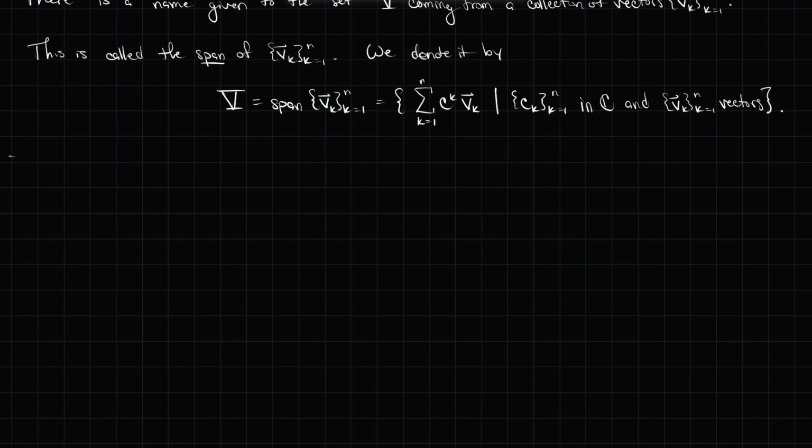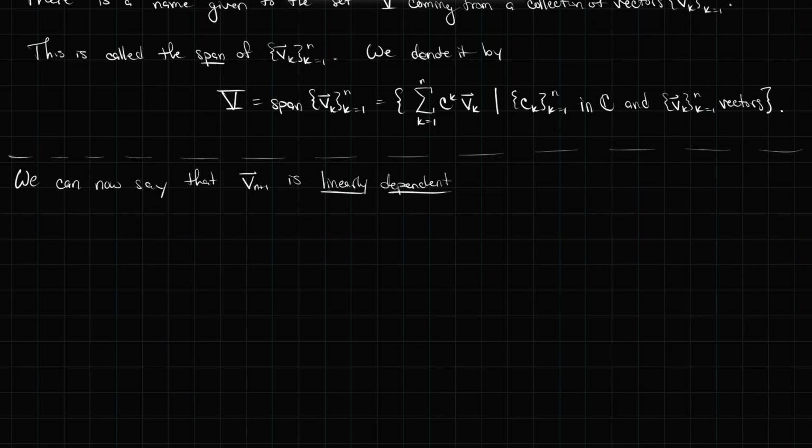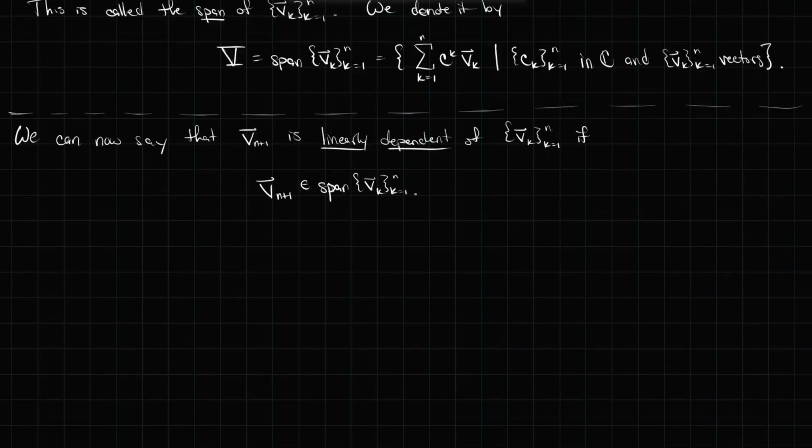And now we have better notions of linear dependence and independence. We can now say that v n plus 1, so some vector, is linearly dependent on a collection of other vectors if v n plus 1 is an element of, or inside of, a span. We're really condensing our notation quite a bit here, which is very useful. So that's a definition of linear dependence.